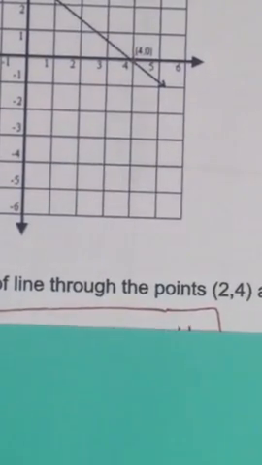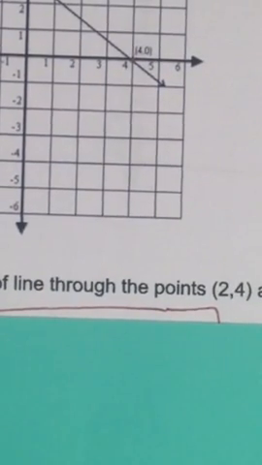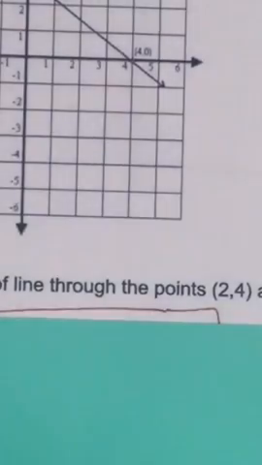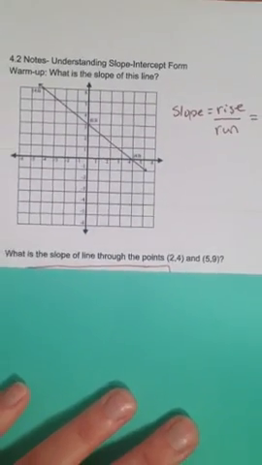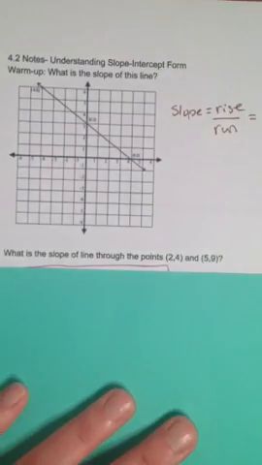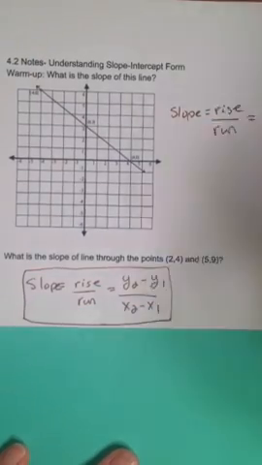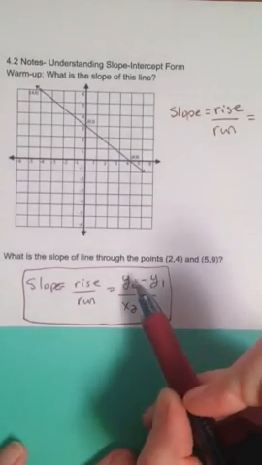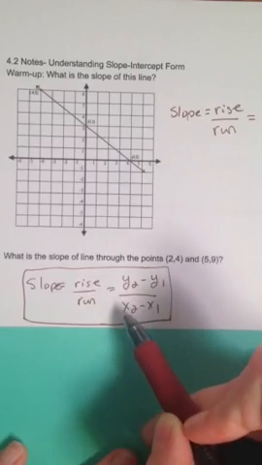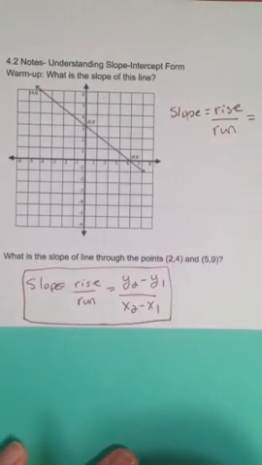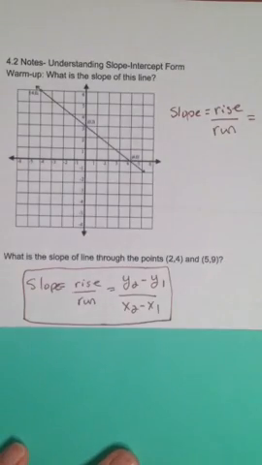The second question is, what is the slope of a line through the points (2, 4) and (5, 9)? Now remember to find the slope with just 2 points, you have your formula. Remember, slope is rise over run, which is y2 minus y1 over x2 minus x1. Look back at your notes if you've forgotten how to do this already.